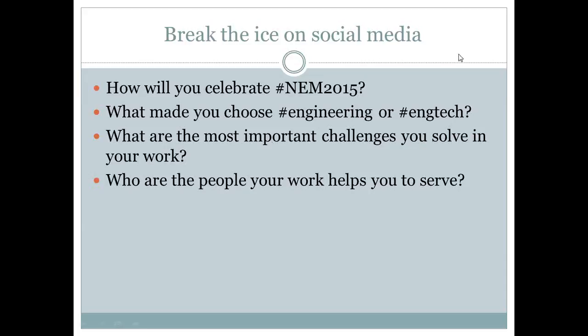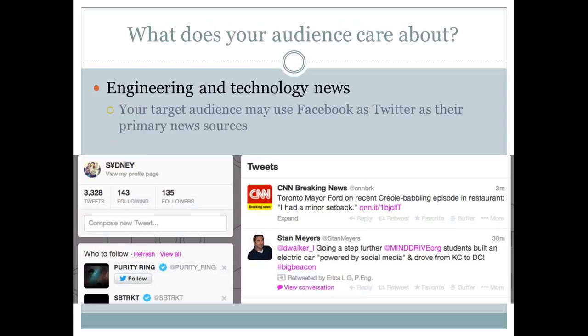What made you choose engineering or engineering technology? That would be for people who are already studying or have already studied and are working in one of those two areas. What are the most important challenges you solve in your work? Again, that would be for someone that's already working inside the space. And who are the people your work helps you to serve? This is really important that people understand the connection between the engineering work and the real world impact, that this is about people helping people. It's a really important point to get across. So that's kind of a strategic question there.